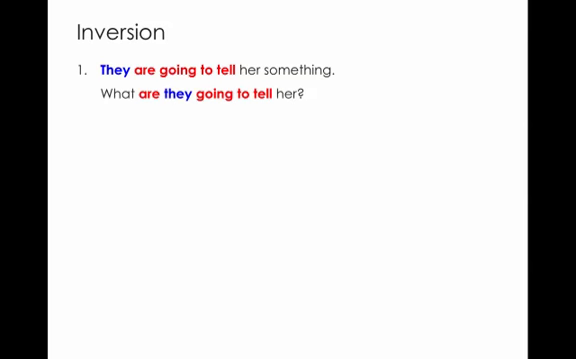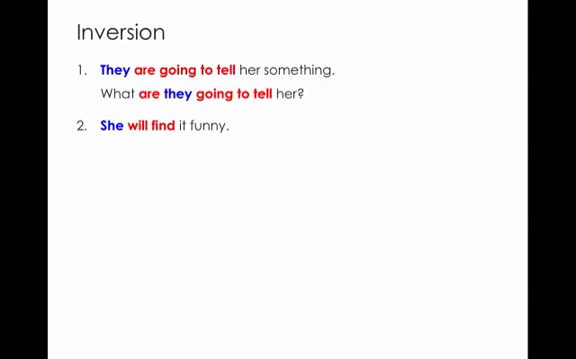You may have noticed this as you went along, that if we have a sentence like this, what's called a statement, when you're stating a fact, when you're saying something that's true or false, number 1, they are going to tell her something. When this is turned into a question, see what happens to the word they. What are they going to tell her? It creeps in between the are and going. Now this is called inversion. It switches places. The are goes to the front and the they goes after the are.